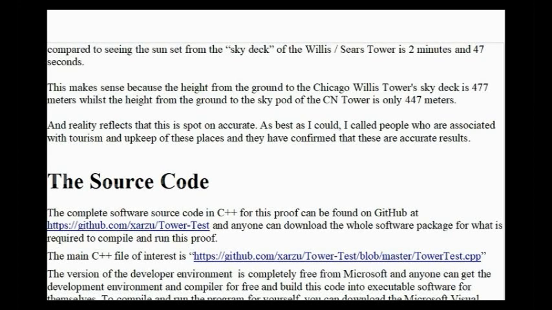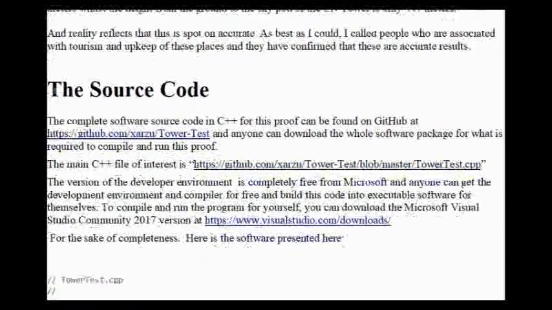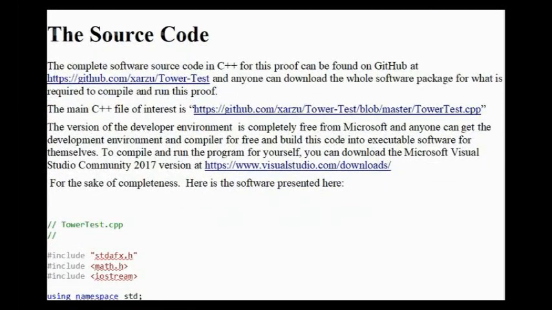And now let's talk about the actual source code. The complete software source code in C++ for this proof can be found on GitHub at https://github.com/zarzu, spelled XARZU, /tower-test. And anyone can download the whole software package for what is required to compile and run this proof.